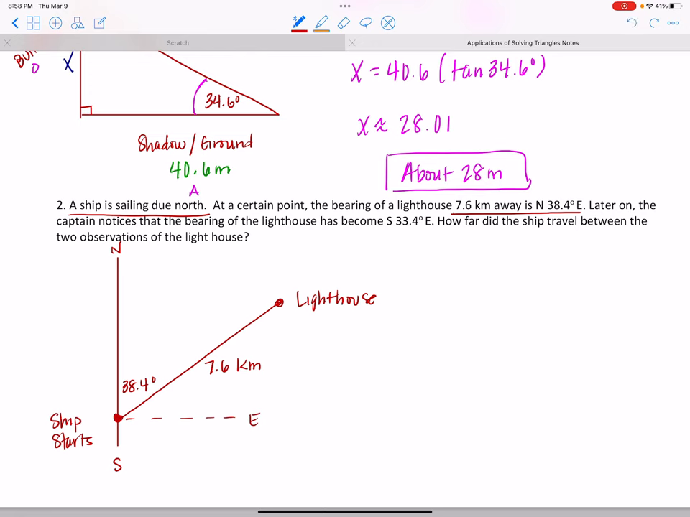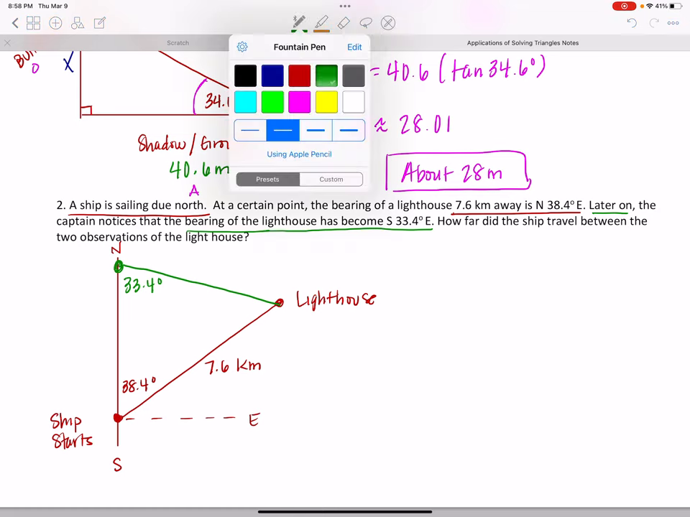At a later point, it spots the lighthouse again, but the bearing has changed. It says later, the bearing for the lighthouse has become south 33.4 degrees east. So later on, at some other point in this trip, maybe I need to go a little bit higher just to make a triangle out of this. The bearing is south, so now we're on this south line, but we're also headed east by 33.4 degrees. It's the only way to make a triangle out of this picture. The angle in here is going to be 33.4 degrees. We don't know how far that one is, but that's okay.